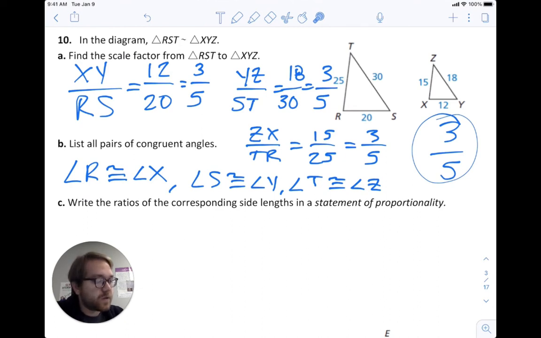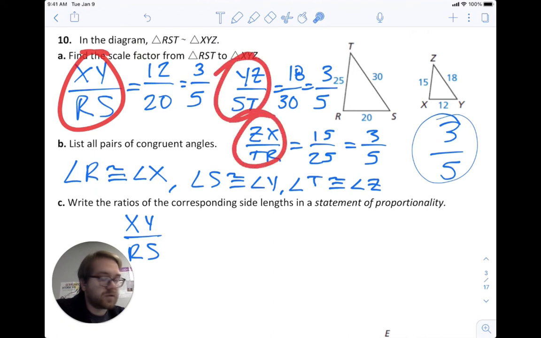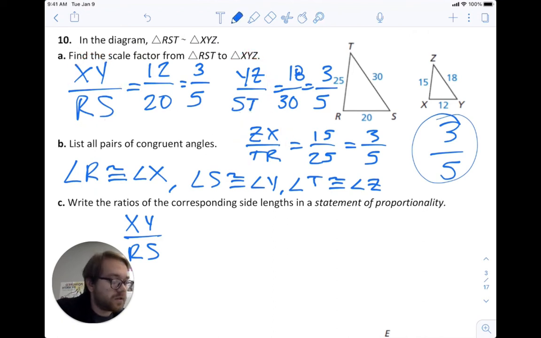It's similar to what we were doing up here, except we're not looking for the scale factor. We're just trying to write out that statement of saying that these are the sides that are corresponding and that are proportional to each other. So XY is corresponding to RS, and we know that they all have a scale factor of 3/5, and because these figures are similar, then all of these should be equal to each other. Okay? All of these ratios between side lengths should be equal to each other. So we'd say that's YZ over ST equal to ZX over TR.